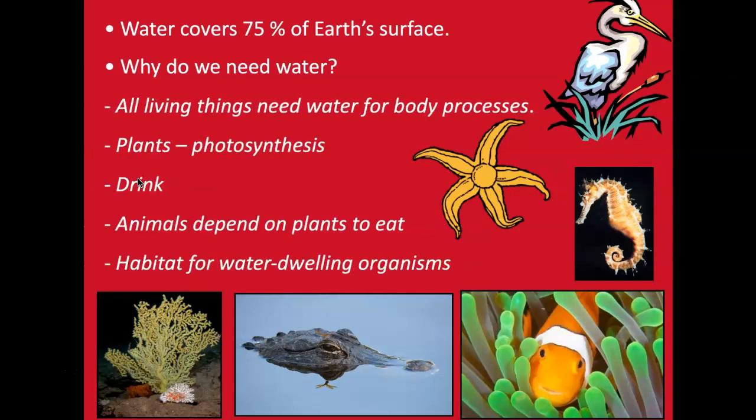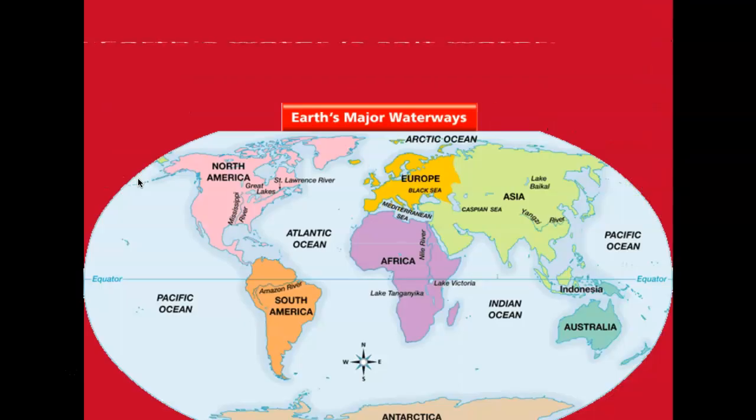So all living things are going to need water for processes that take place within your body and within your cells. That includes living things like humans, animals, plants. Plants are going to rely on water for photosynthesis. We use water, fresh water, to drink. Animals depend on plants in order to have food for herbivores. And water is going to be a habitat for a lot of different animals. And that could be ocean habitats or it could be freshwater aquatic habitats.